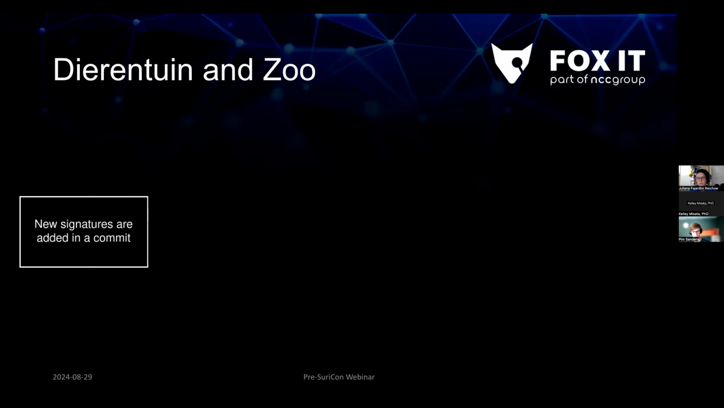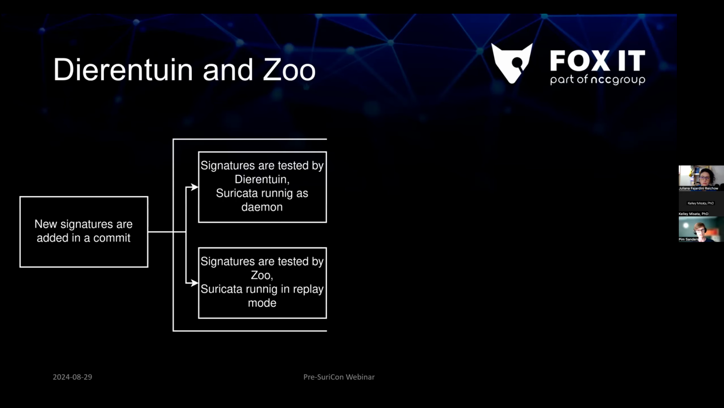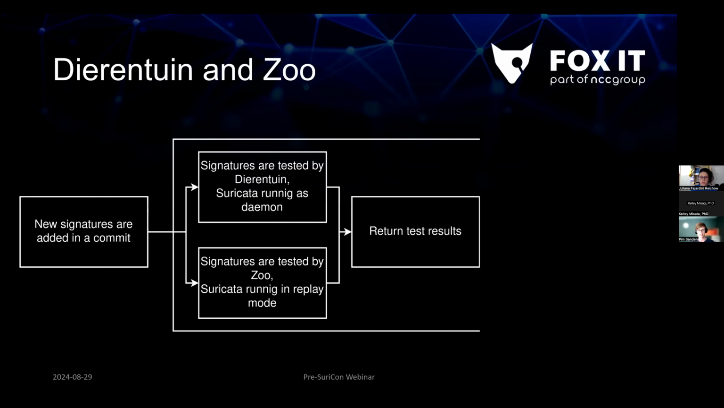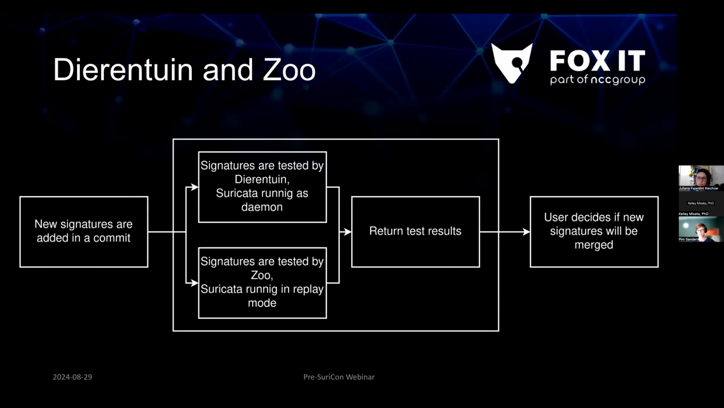The general flow is as follows. A signature is added to a GitLab repository by a commit, and next the GitLab CI/CD pipeline is started. The newly added signature is tested by Dierentuin, with Suricata running as daemon, and by Zoo, with Suricata running in replay mode. Once the tests are finished, the CI/CD pipeline will return those results and give the user the option to decide if they want to merge or not.